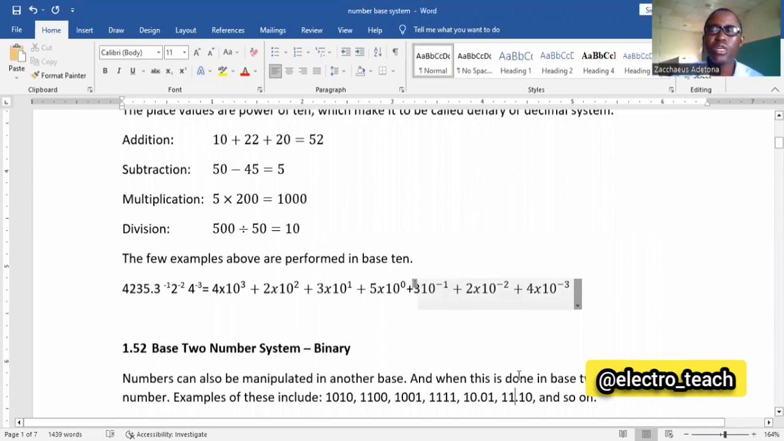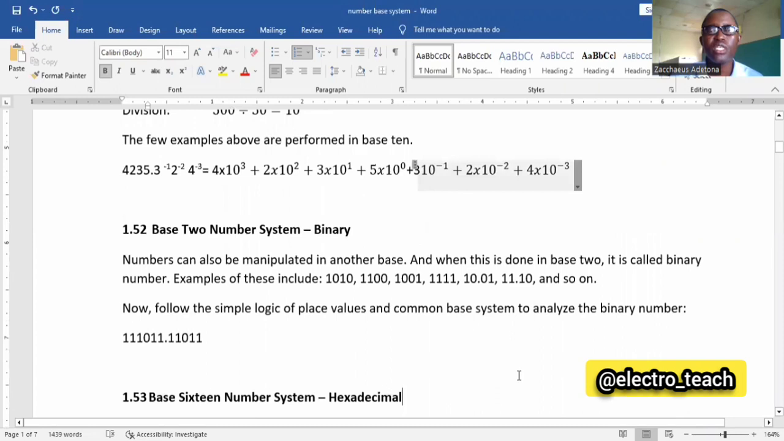We want to look at the base 2 number system. Base 2 is called binary. When you are dealing with base 2, you will realize that all the digits you are going to use, there will be no 2 among them. Rather, you are going to have numbers below 2. That is 0 and 1. There cannot be 2, 3, or 4.